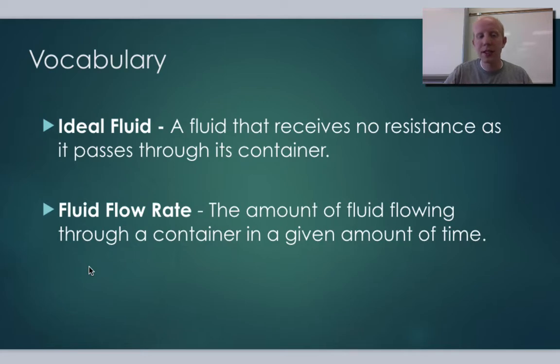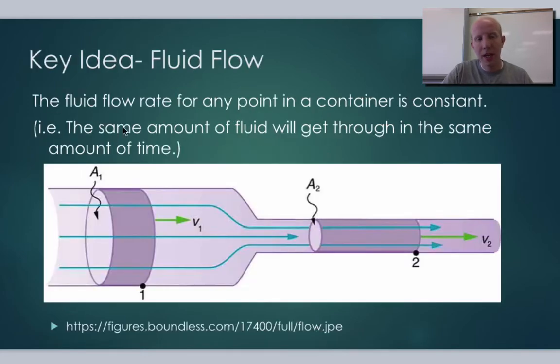This is the key idea: the fluid flow rate for any point in the container is constant. That doesn't mean that the water, whatever fluid it is, isn't moving faster. It just is getting the same amount through in the same amount of time. So when you put your thumb over your garden hose, the water shoots out a lot farther because it's going faster.